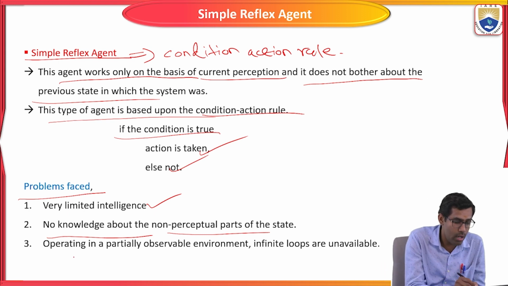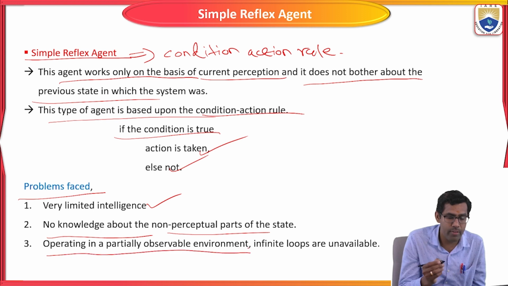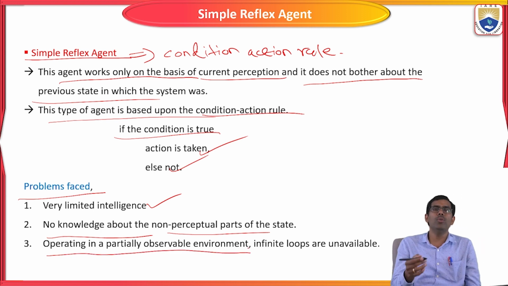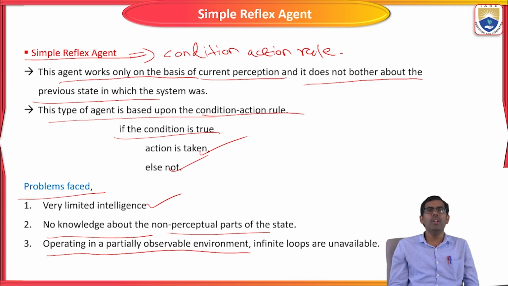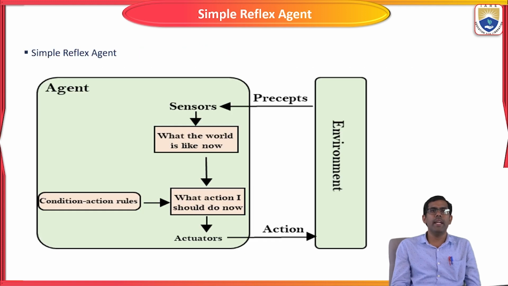The next problem is operating in a partially observable environment. Infinite loops are unavoidable, because it will not partially observe the previous environment. A partially observable environment is also not handled by the simple reflex agent, so infinite loops are unavoidable in this agent. So this is the simple reflex agent. I will give one example with diagrams.